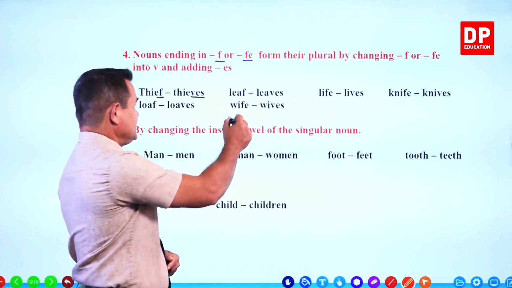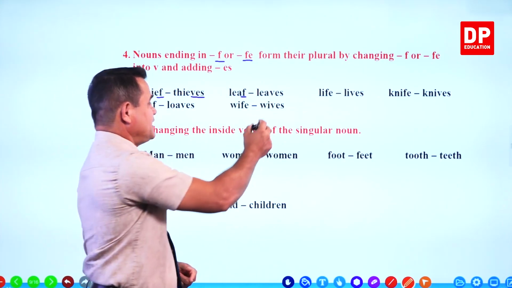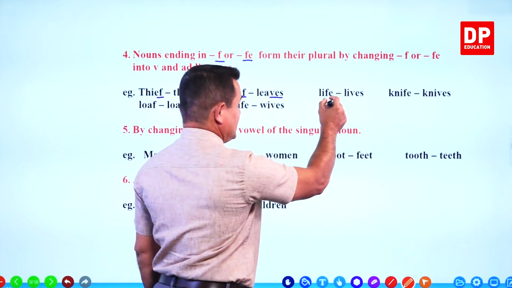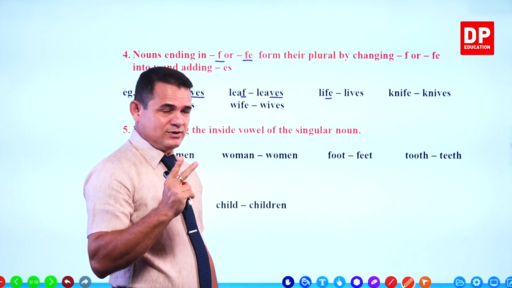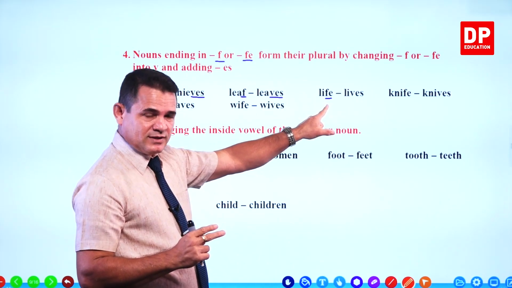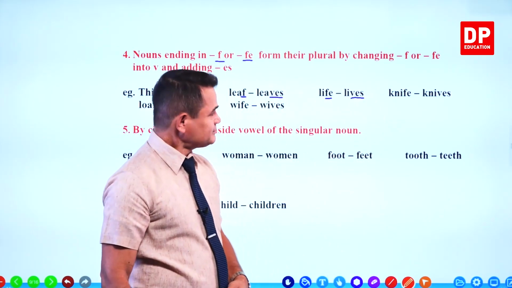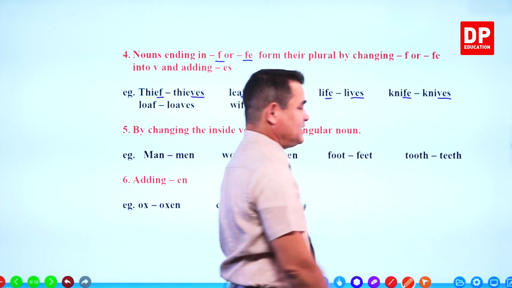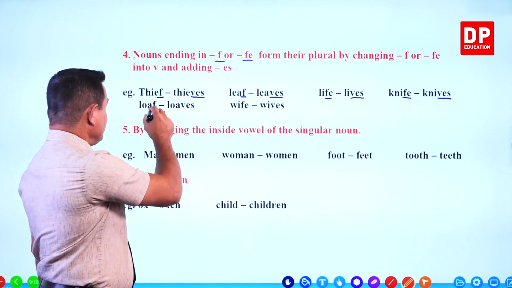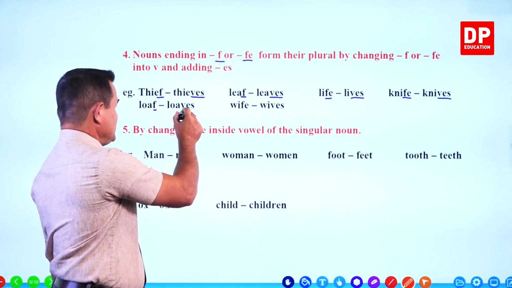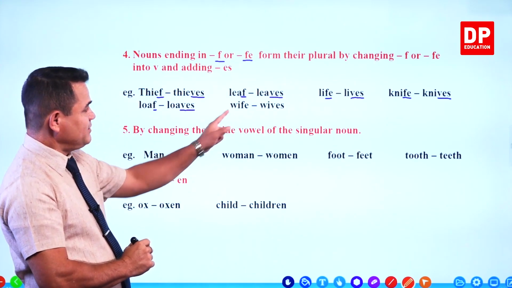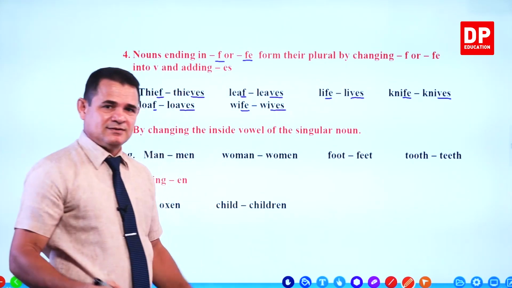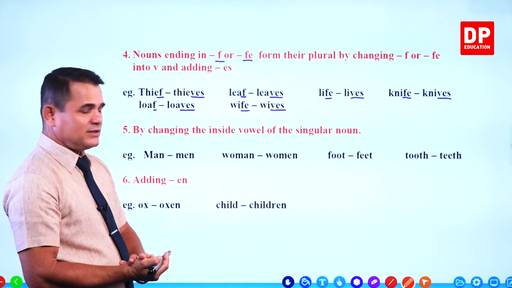Leaf. Last letter F. Add VES. Leaves. Life. Last letters FE, two letters. Remove these two and put V, then ES. VES. And knife. Last two letters FE. We add VES. Knives. And laugh. Last letter is F. We add VES. Wife. Last letters FE. We add VES. See, it is easy to remember. Right, so that is the rule.